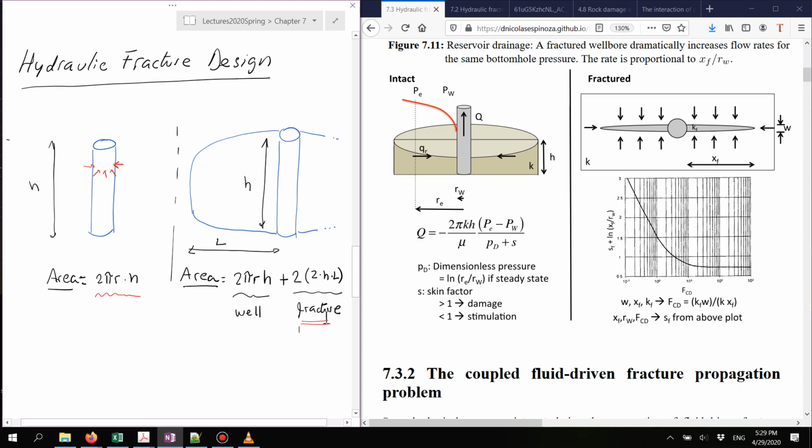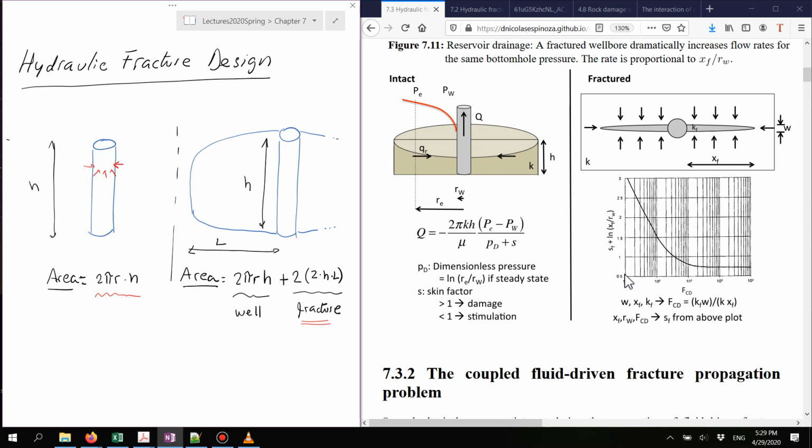This is why we want to make a fracture, because the flow rates are going to be much higher with a fracture than without it. And you can quantify that through, for example, these plots and computing what will be the equivalent skin factor whenever you have a fracture. I'm not going to go into details about this. This is something that you typically see in production.